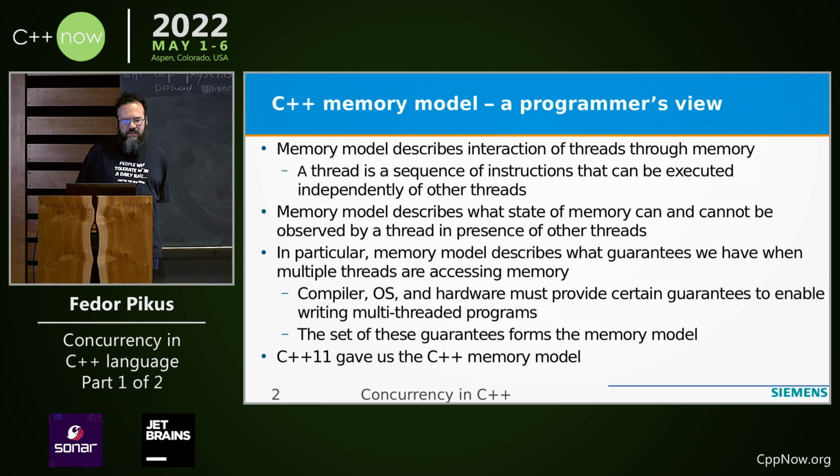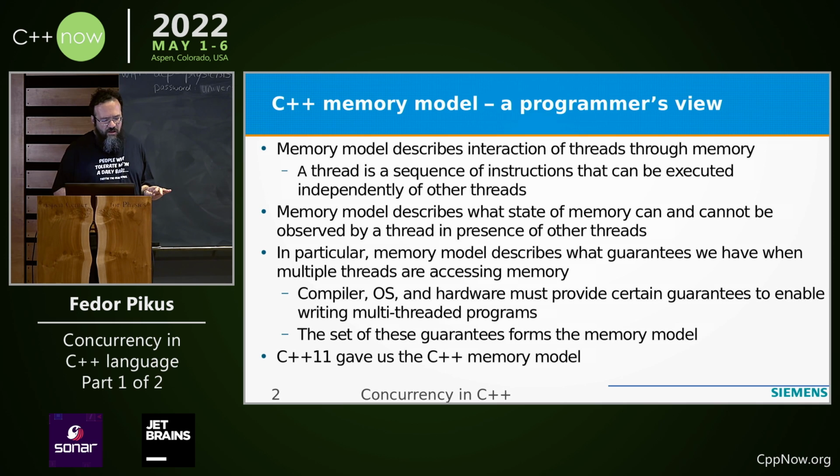Another way to say it is the memory model describes the state of the memory and the guarantees and requirements on the state of the memory that can be observed by multiple threads at the same time. In particular, the interesting part is what guarantees do we have when multiple threads are accessing memory? Now, who is responsible for providing us with the memory model? Actually, quite a few things. First of all, your hardware has a memory model. Now, the hardware always has a memory model. It may be not documented, but it has one.